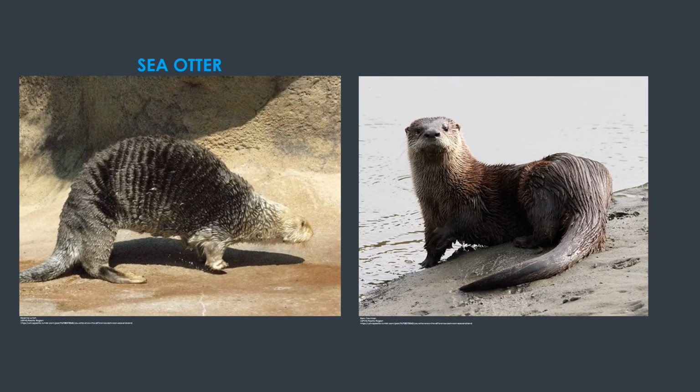Sea otters spend very little time on land and are only occasionally found on beaches. When on land, sea otters move awkwardly. In comparison, river otters spend much more of their time on land, near streams, rivers, and on beaches. River otters are very agile when on land.